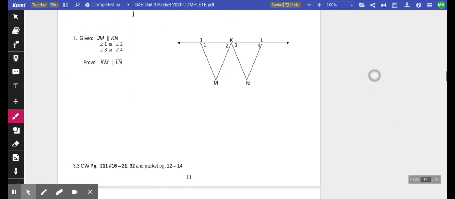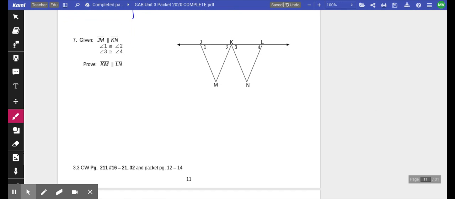Number 7, we got a little more complicated here. So I want you to pause and try it for 5 to 6 minutes, and then come back and I'll go over it.